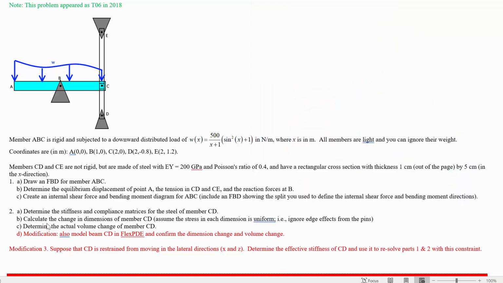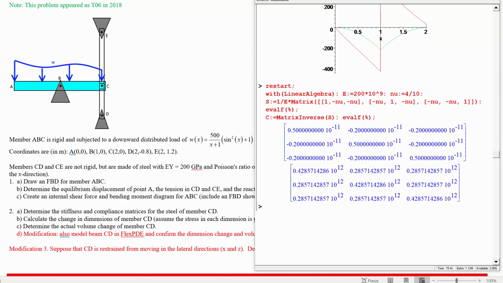Next up is to calculate the change in dimensions of member CD and assume the stress in each dimension is uniform in order to do this. So we're going to ignore edge effects from the pins and say that the stress that we needed in CD is the stress in the Y direction. That was a Y-directed stress. Say that stress is the stress everywhere in that object. Okay, so we can do this by keeping in mind how the stiffness and compliance matrices work.